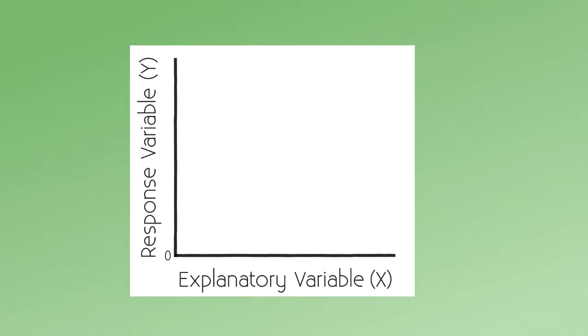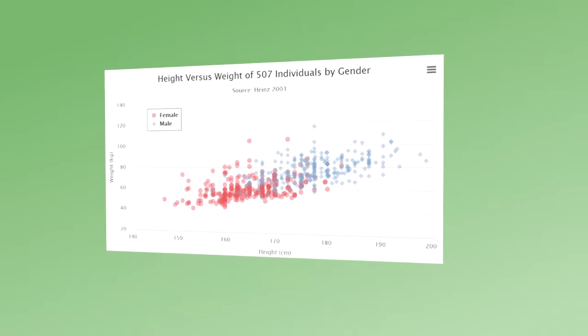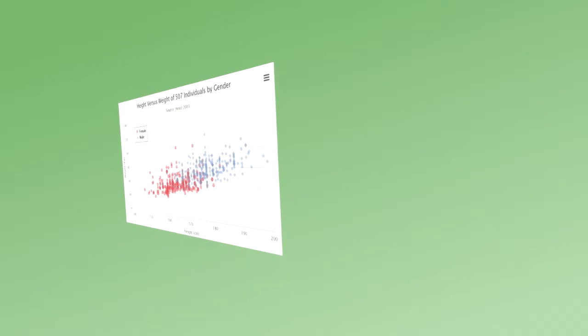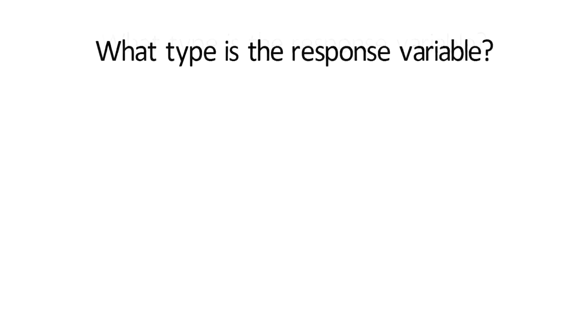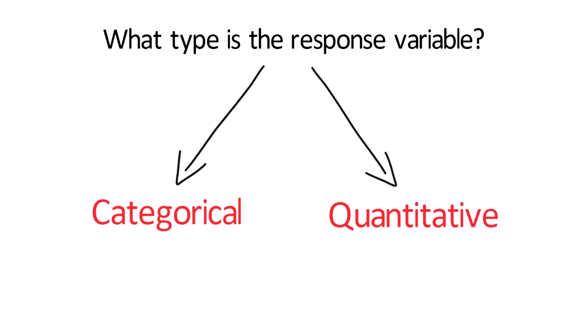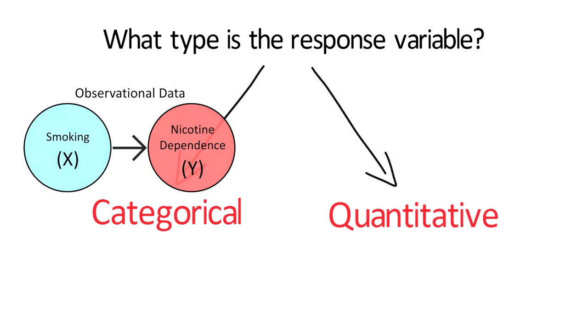However, before we actually construct our graph, there are a few questions we need to ask about the types of explanatory and response variables that we'll be working with. The first question is, what type is the response variable? Is it categorical or quantitative? For our sample research question, the response or dependent variable is nicotine dependence, which is categorical.